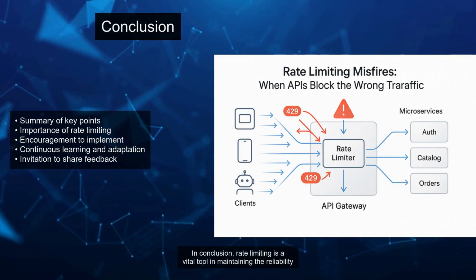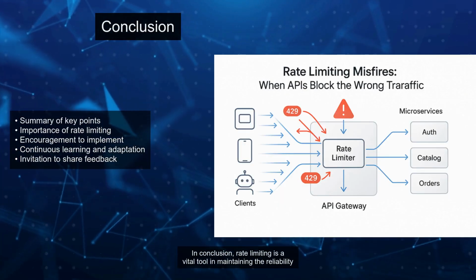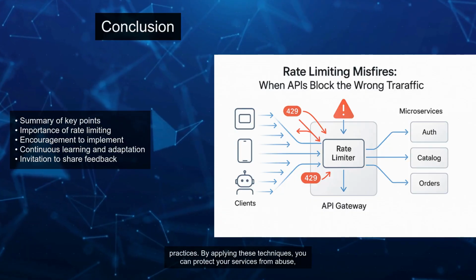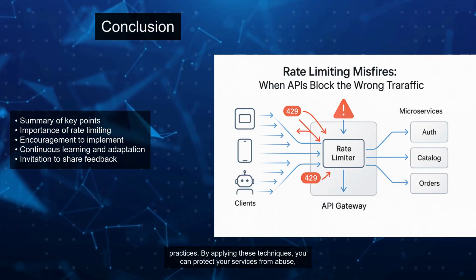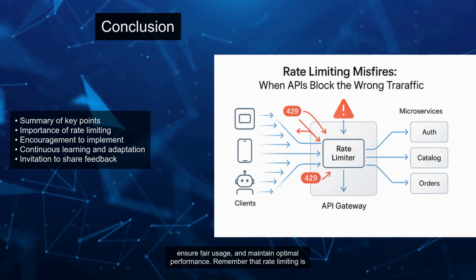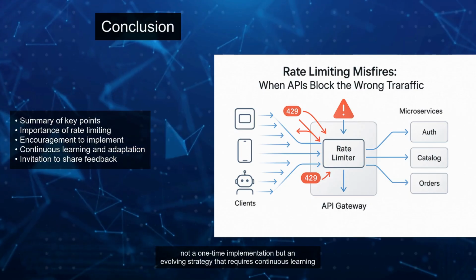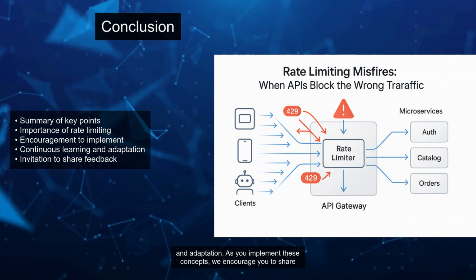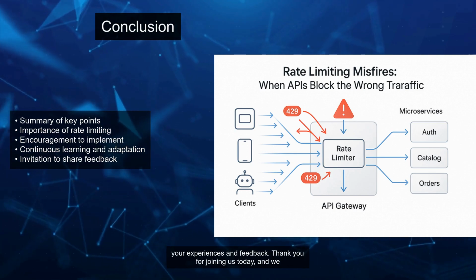In conclusion, rate limiting is a vital tool in maintaining the reliability and integrity of microservices. We've explored various algorithms, implementation strategies, and best practices. By applying these techniques, you can protect your services from abuse, ensure fair usage, and maintain optimal performance. Remember that rate limiting is not a one-time implementation but an evolving strategy that requires continuous learning and adaptation.